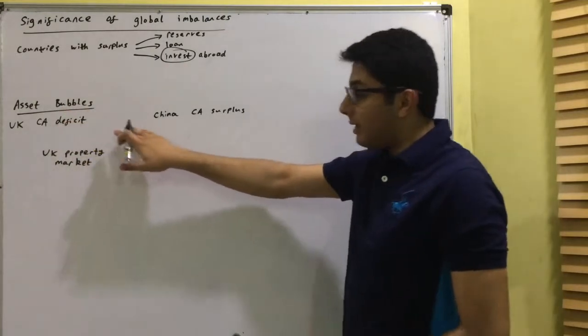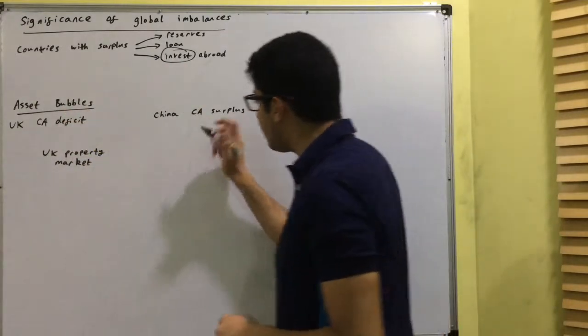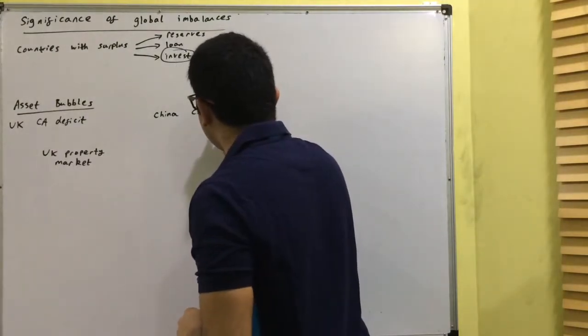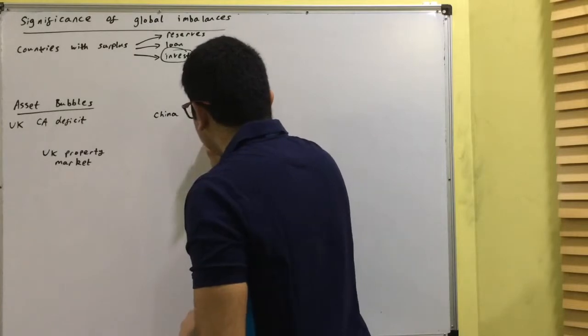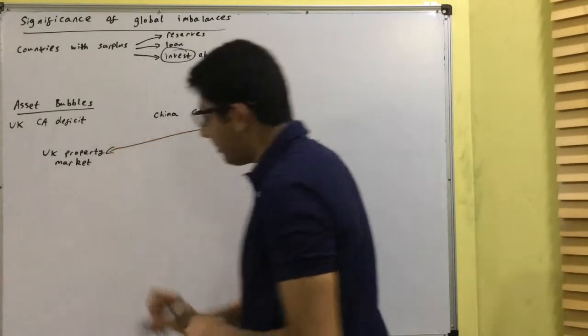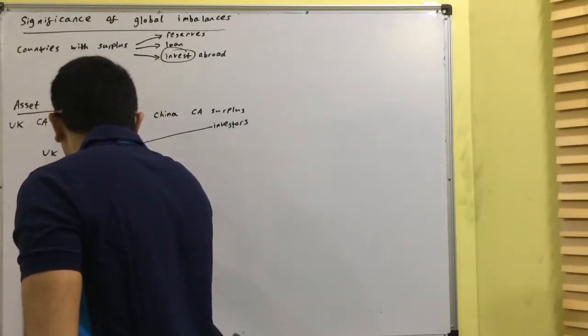And that's exactly what Chinese investors are doing in the UK property market. UK has a current account deficit. China has a current account surplus. And so you have an excess of foreign currency in China. And so what many investors in China do is they invest into the UK property market. What that does is it creates an asset bubble.